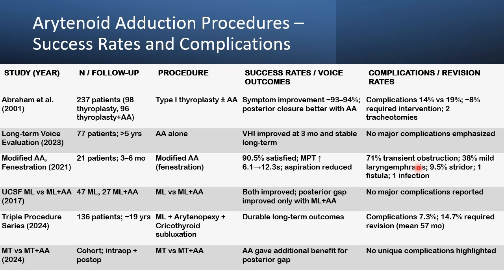In this series, 71% of the patients had transient airway obstruction, and some of them had stridor, and one of them had a fistula into the hypopharynx, and one had infection. Some series had no major complications, but in others, reported revision surgery was about 14.7% or so, which is quite high.